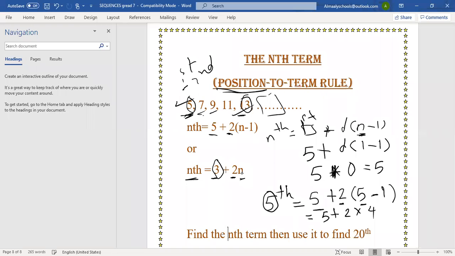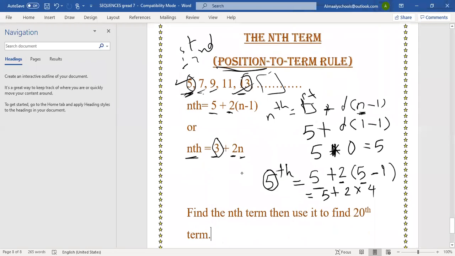Excuse me, mister, from where 6? I want to find the sixth term, term number 6. We multiply by the term number, so n here will be 6. Understood? Excellent.